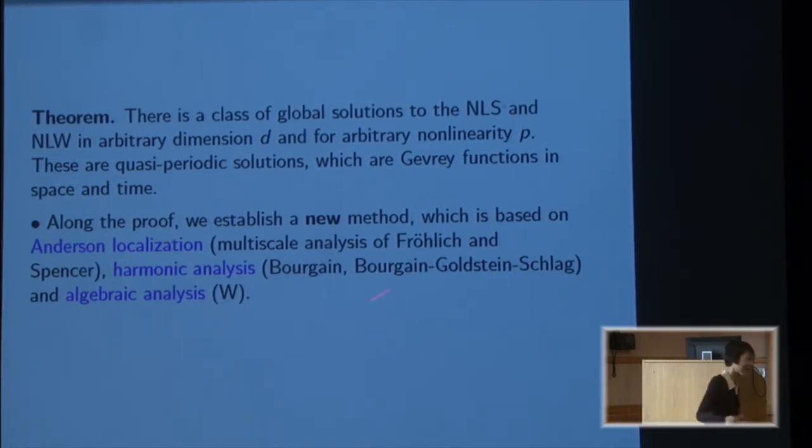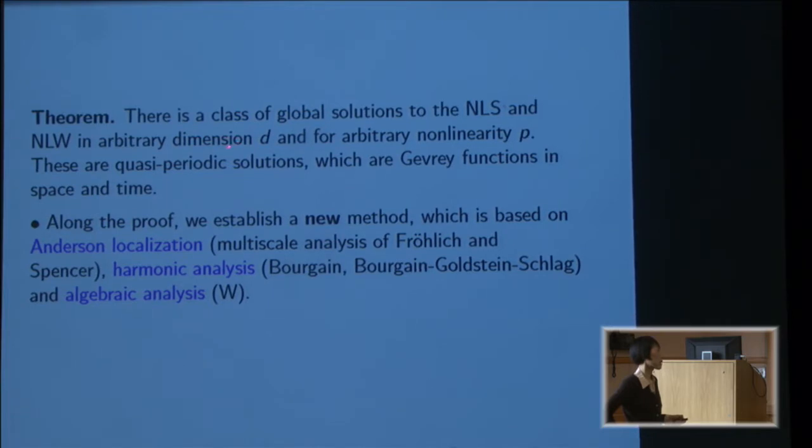You can put it in a much more technical, precise way, but I prefer not to do it. Okay. So I just write one sentence. There is a class of global solutions to the nonlinear Schrodinger and nonlinear wave in arbitrary dimension D. Okay, I think this is a fairly big key point, that it works in any dimension. And for arbitrary nonlinearity P, these are quasi-periodic solutions in time, which are Gevrey functions in space and time.